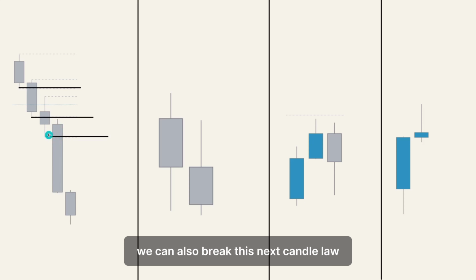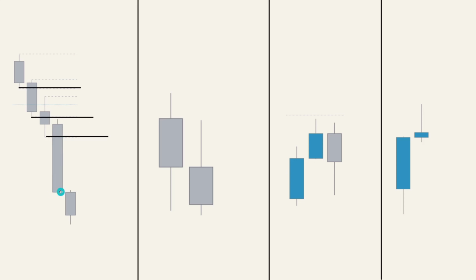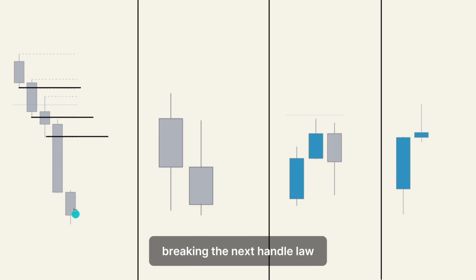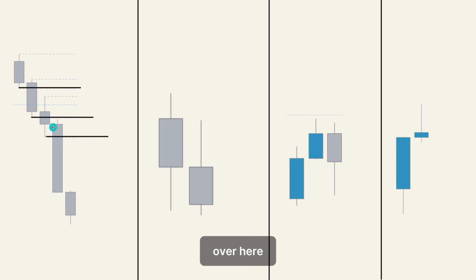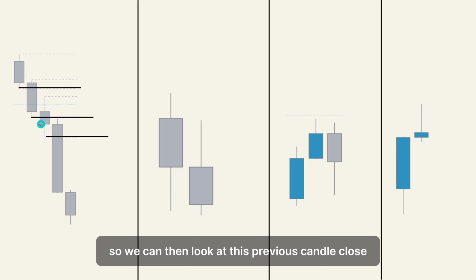As you can see, we then also break this next candle low, and we end up following this trend of breaking the next candle low. All of this, we can use the CRT model to find trades within. Same thing right here. Candle low is about to be broken, so we can look at this previous candle close and look for a trade just above the wick.